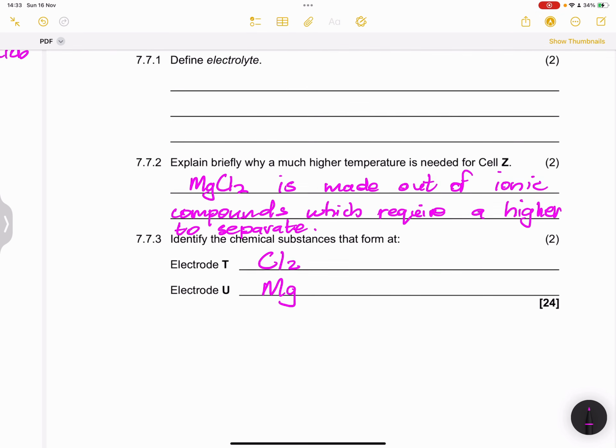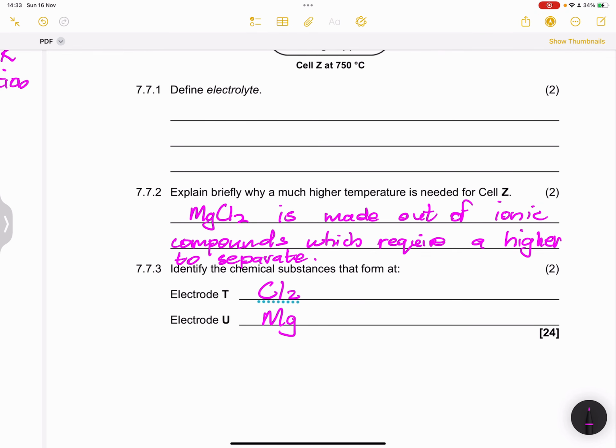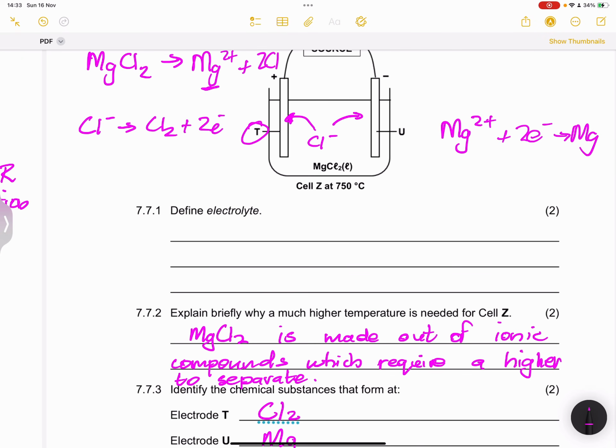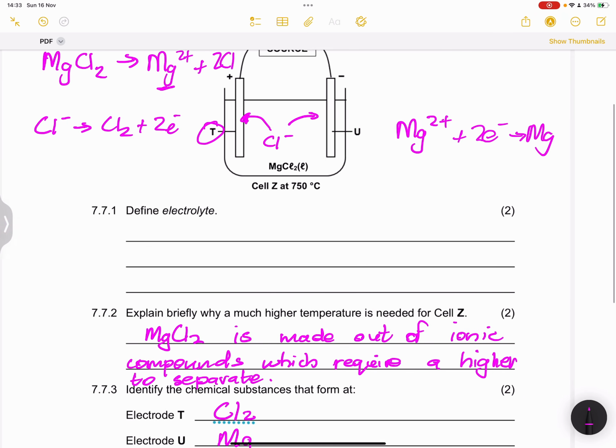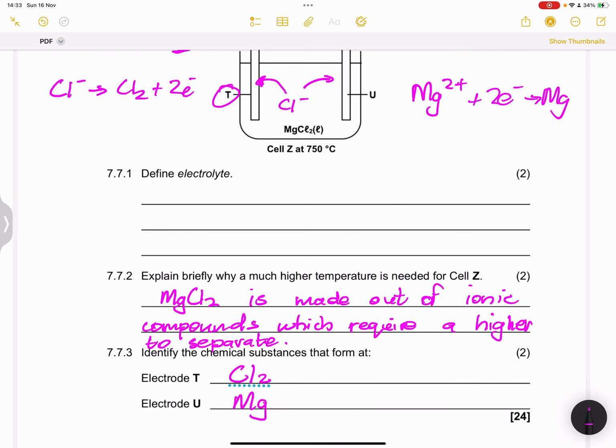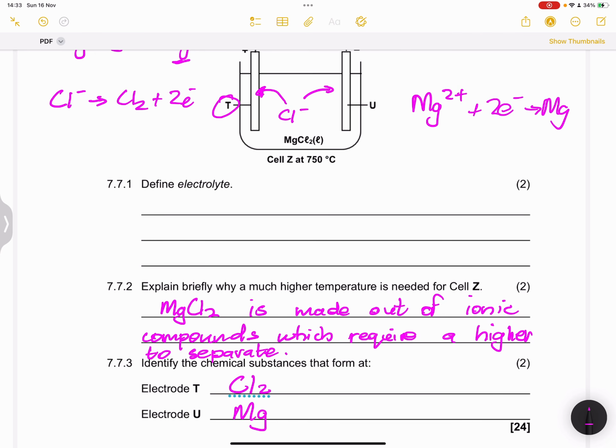Right, and essentially, ladies and gents, that brings us to the end of question number 7. Just note those different states: the molten, the concentrated, as well as the dilute magnesium chloride, because they will determine the type of reaction that we have. All right, so we are going to move on to question number 8. We are almost at the tail end of this question paper, so please look out for that.